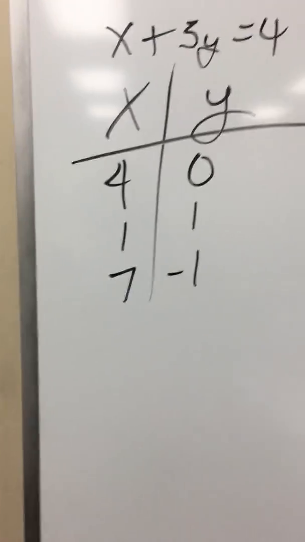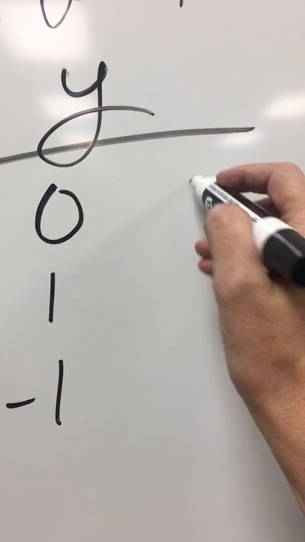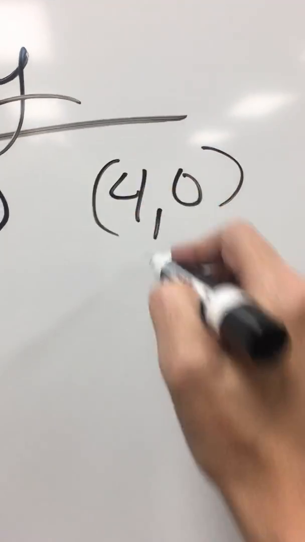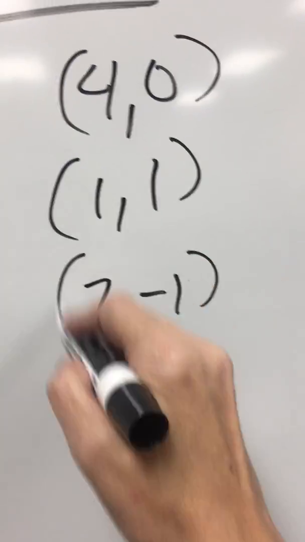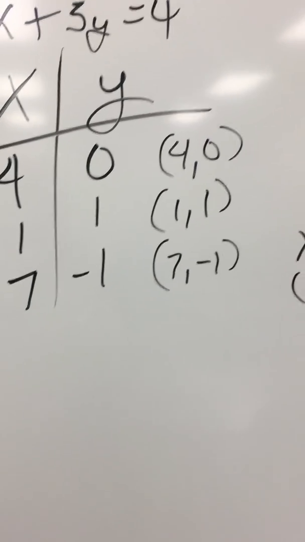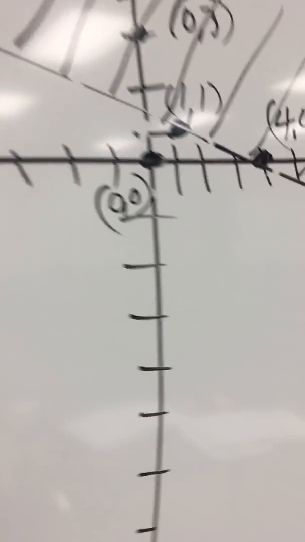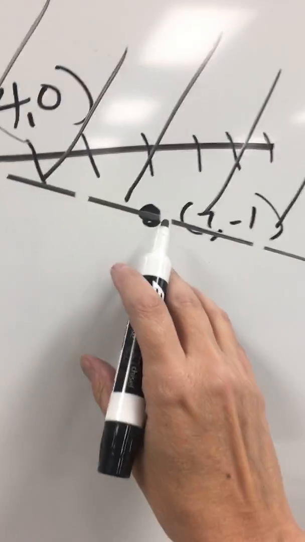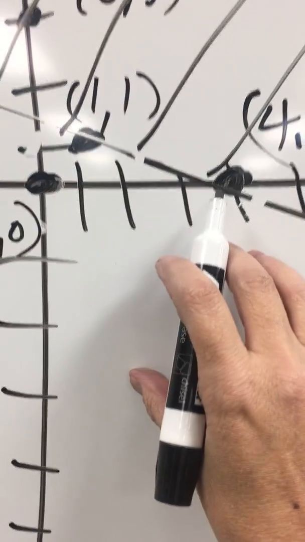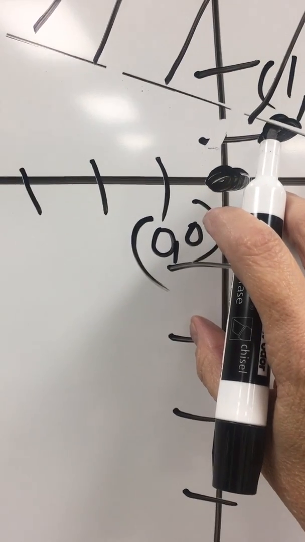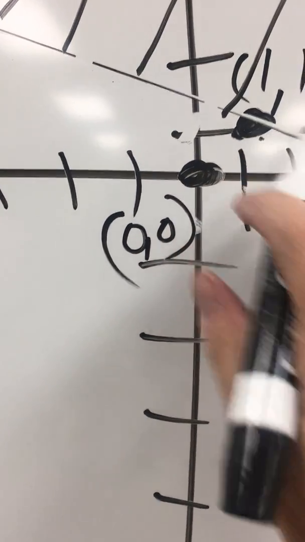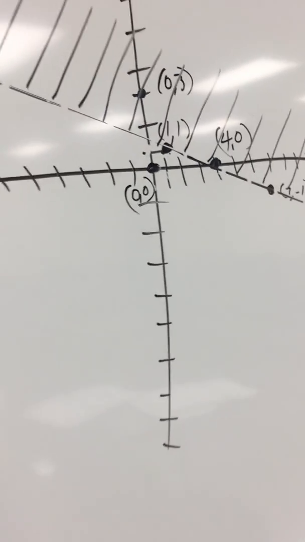Okay, so I can take these 3 points, which make ordered pairs: (4, 0), (1, 1), and (7, negative 1). Those are all ordered pairs. Plot them over here on a graph. You've got (7, negative 1), (4, 0), and (1, 1) right here. So I draw the line, but we've got an inequality, it's greater than, so the line is dashed.